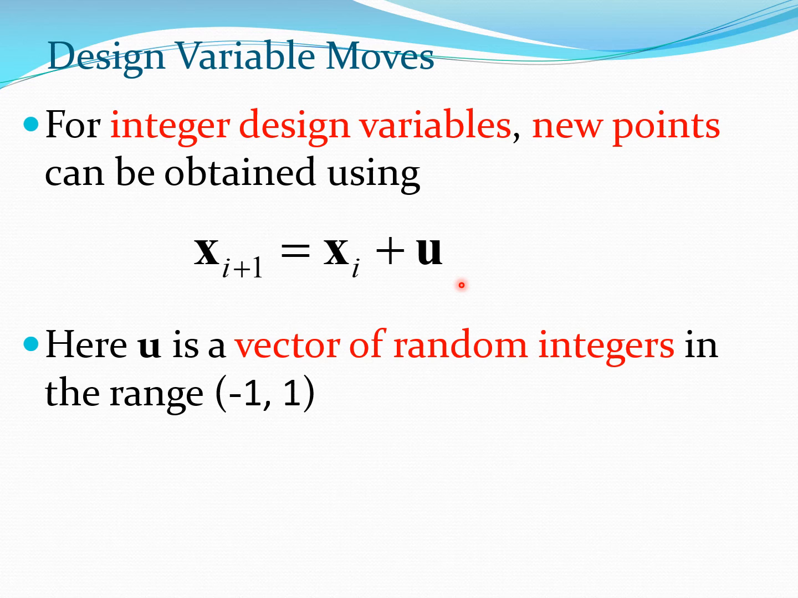Of course, you need to make sure that this x_(i+1) satisfies all the constraints in the problem, so it is in the feasible region, and also it satisfies any move limits which are there in the problem. That of course can be enforced by the fact that you create random numbers such that this whole thing lies within the particular move limits.